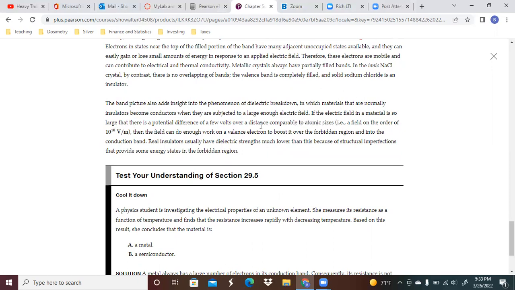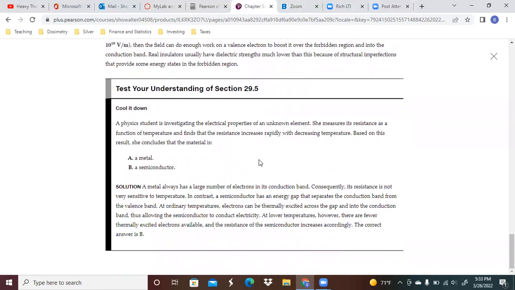If the electric field in a material is so large that there's a potential difference of a few volts over a distance comparable to atomic size, then the field can do enough work on the valence electron to boost it over the forbidden region and into the conduction band. Real insulators usually have dielectric strengths much lower than this because of structural imperfections that provide some energy states in the forbidden regions.